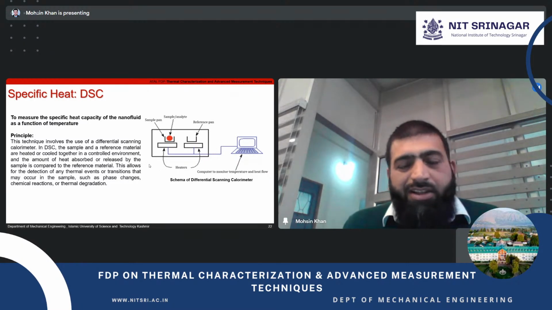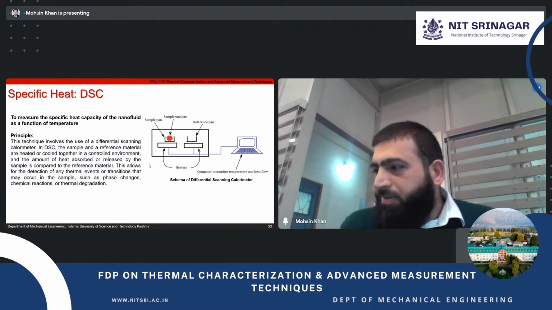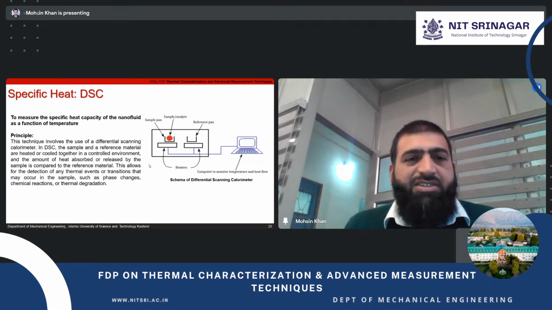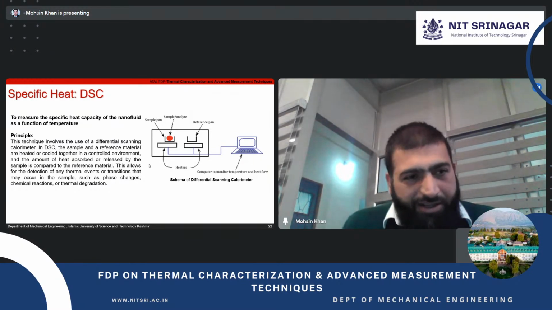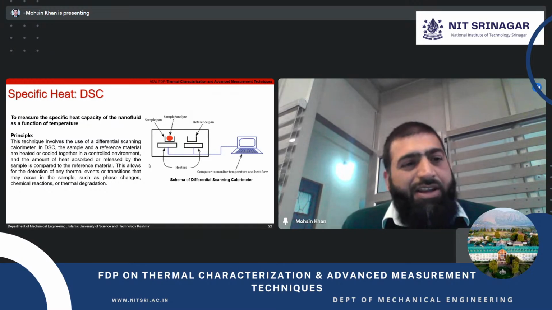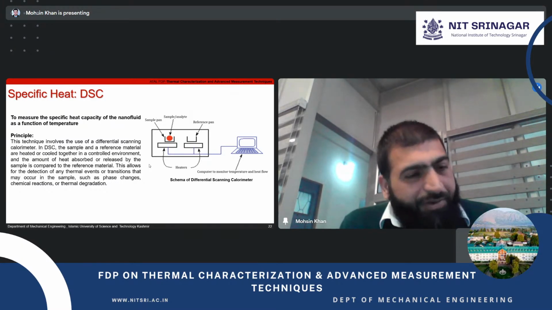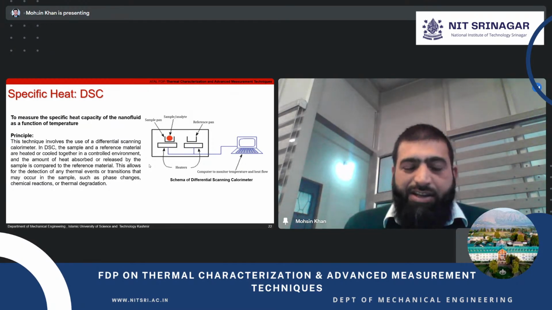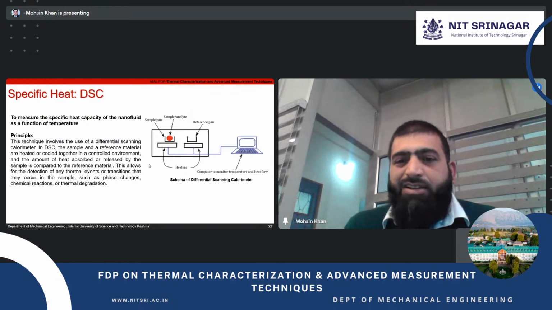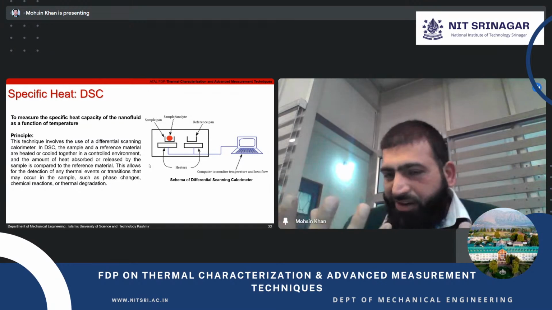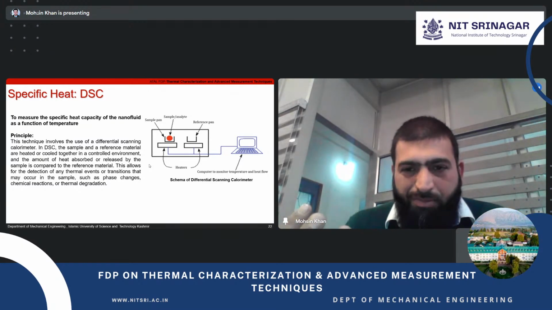So one more important property is the specific heat. How do we actually measure the specific heat? Specific heat is measured by differential scanning calorimetry. It is used to measure the specific heat of the nanofluid as a function of the temperature. This technique involves the use of a differential scanning calorimeter. In DSC, there are two pans. One is a reference pan, and another is a pan which contains our sample.